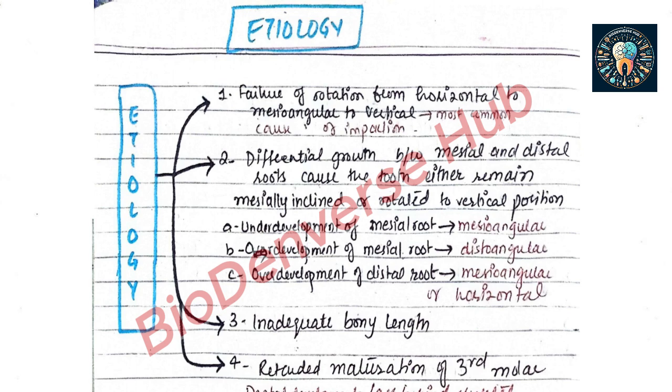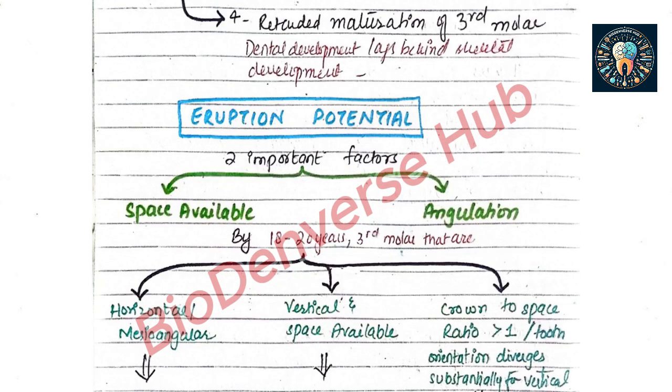Another important etiological factor is inadequate bony length. If the bony length is inadequate, that can definitely lead to impaction. And retarded maturation of the third molar, that is, the dental development lags behind the skeletal development, is also a common and important etiological factor for impaction.